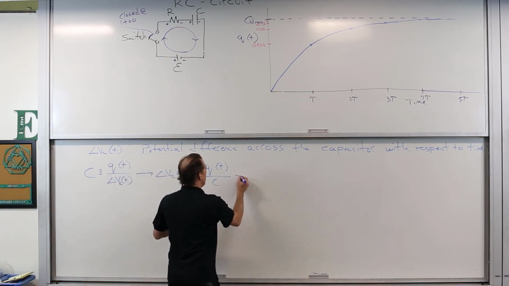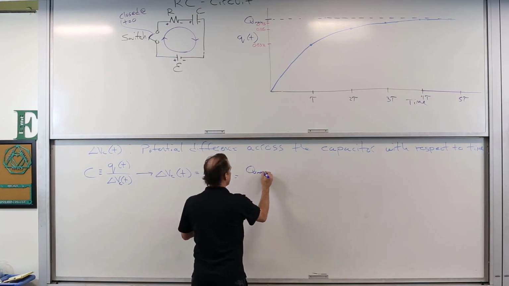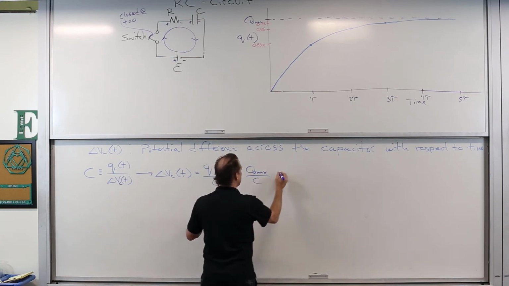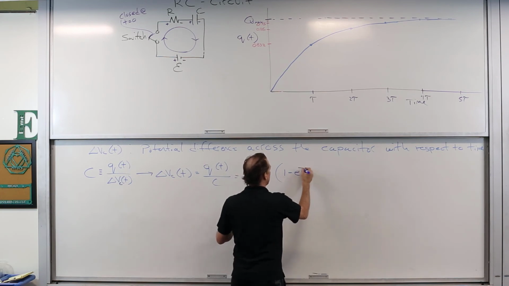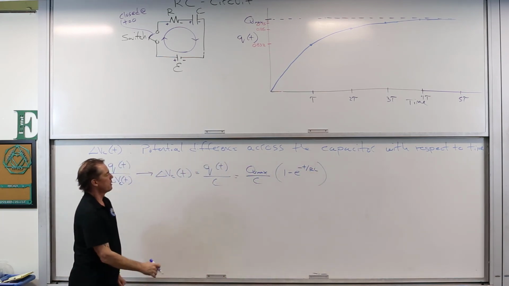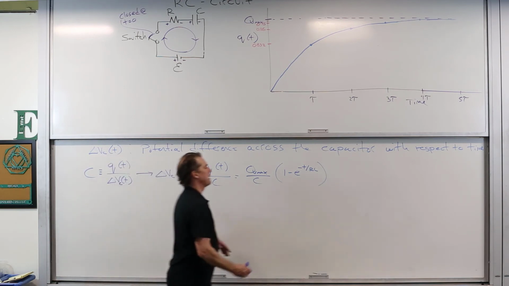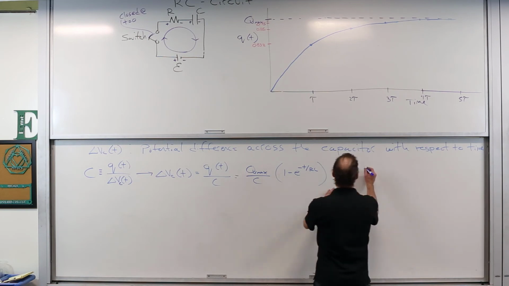And what do we have then? Delta V sub C of t is going to be equal to Q max divided by C multiplied by 1 minus e to the negative t over RC. So then it comes into play, well, what is Q max divided by C? Well, Q max divided by C can be recaptured as well.